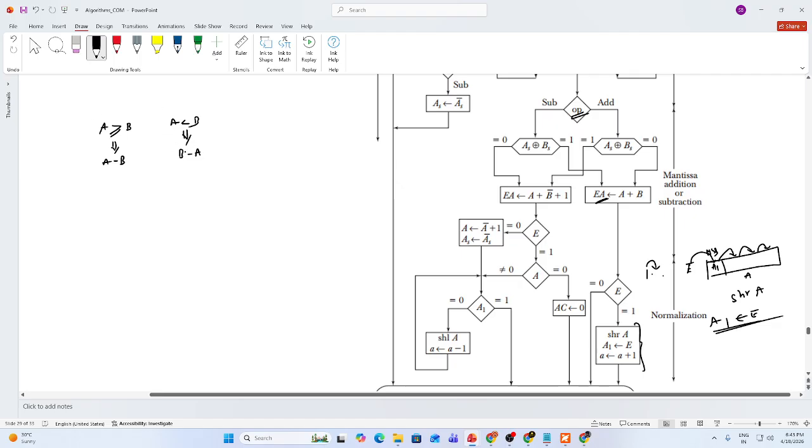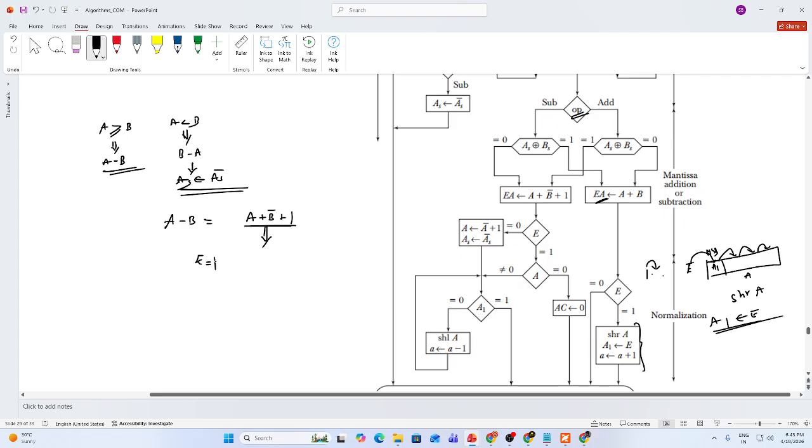Now, if A is greater than or equal to B, in A minus B the sign is the same as A, no need to change. In B minus A, the sign of the result is the complement of A, that is A bar. But I don't know whether A is greater than B or A is less than B. So how do I identify? For that, I do A minus B first. How do I do this? A plus B bar plus 1. I do A minus B with the 2's complement method, and after doing this I will get an end carry.